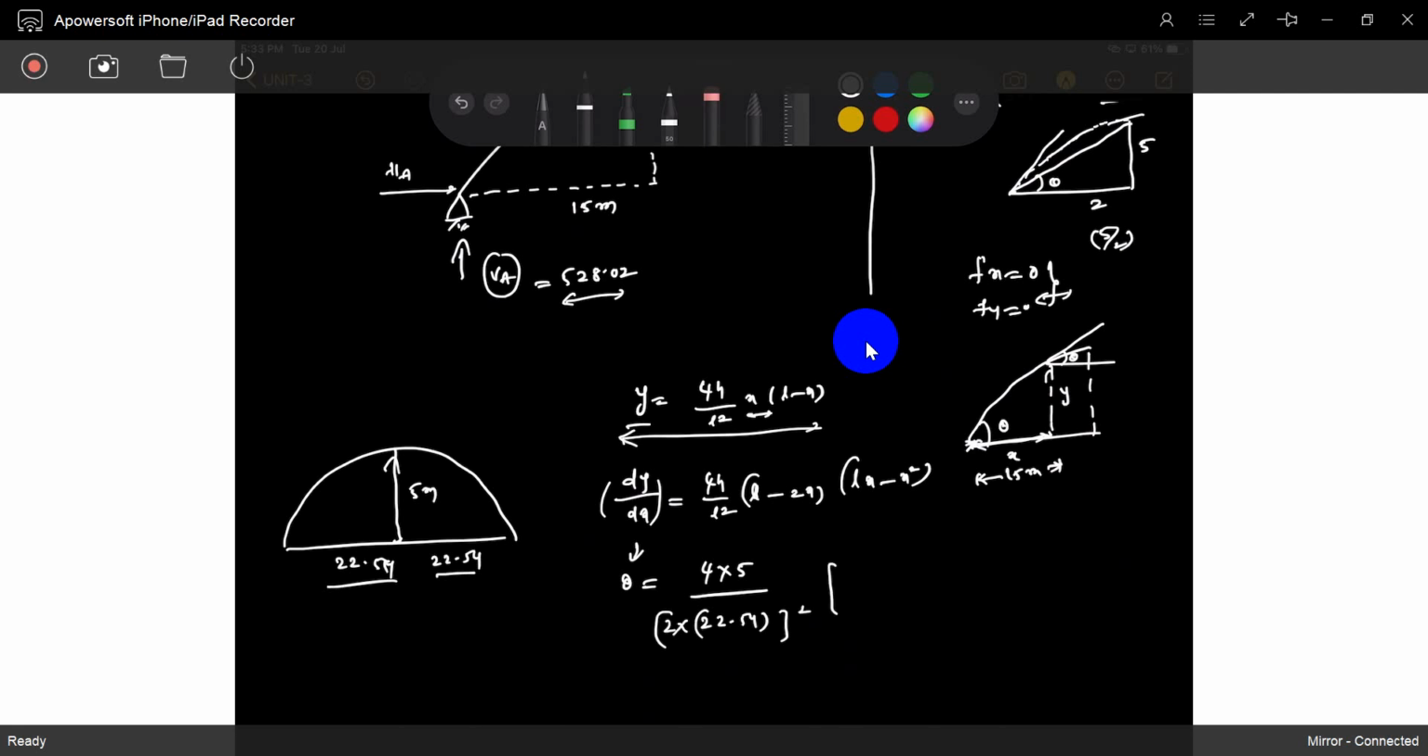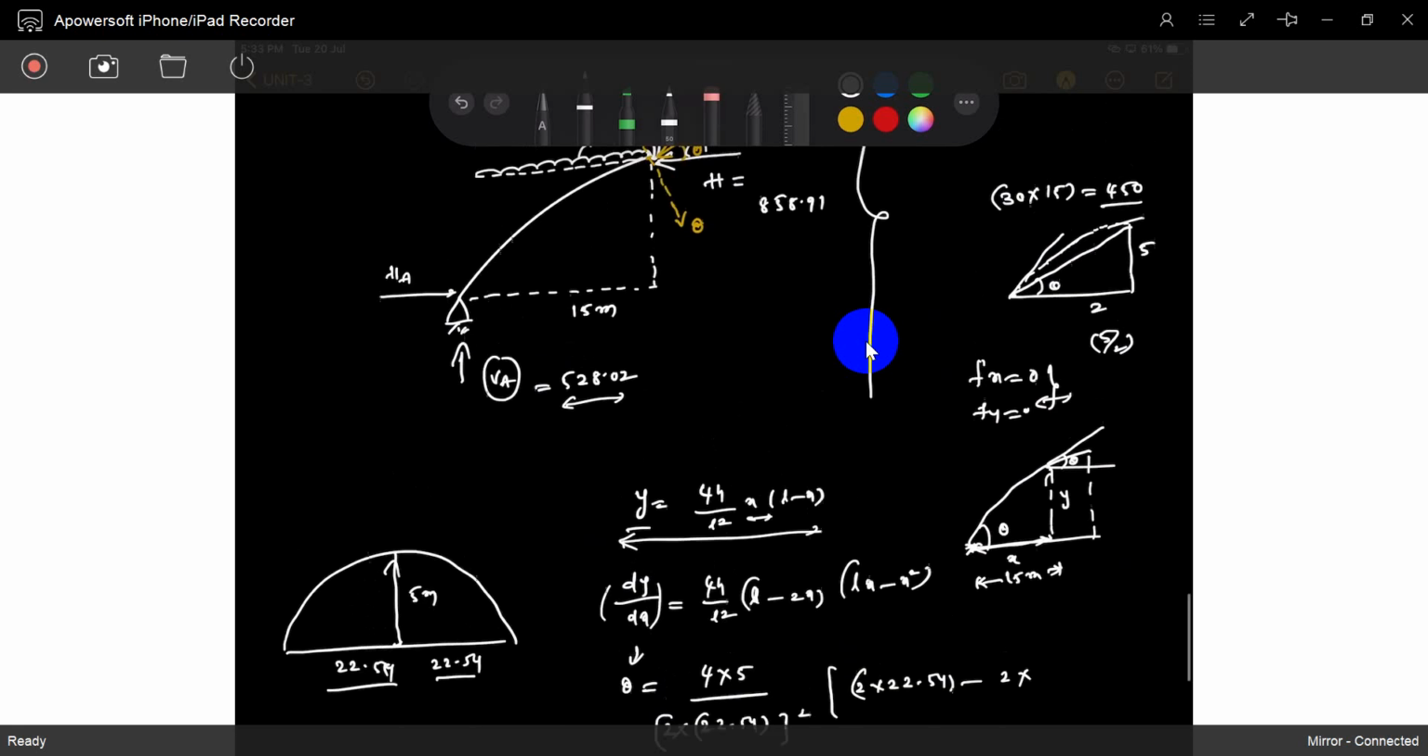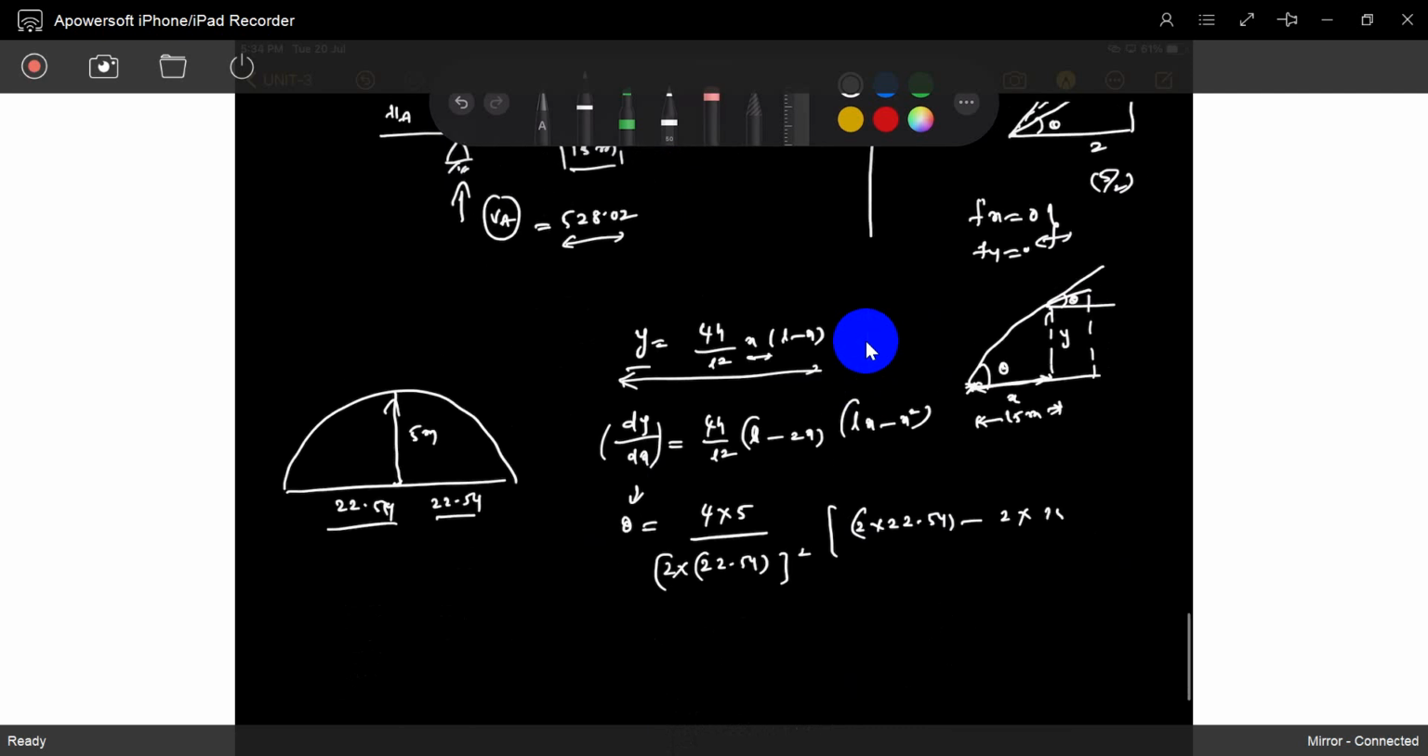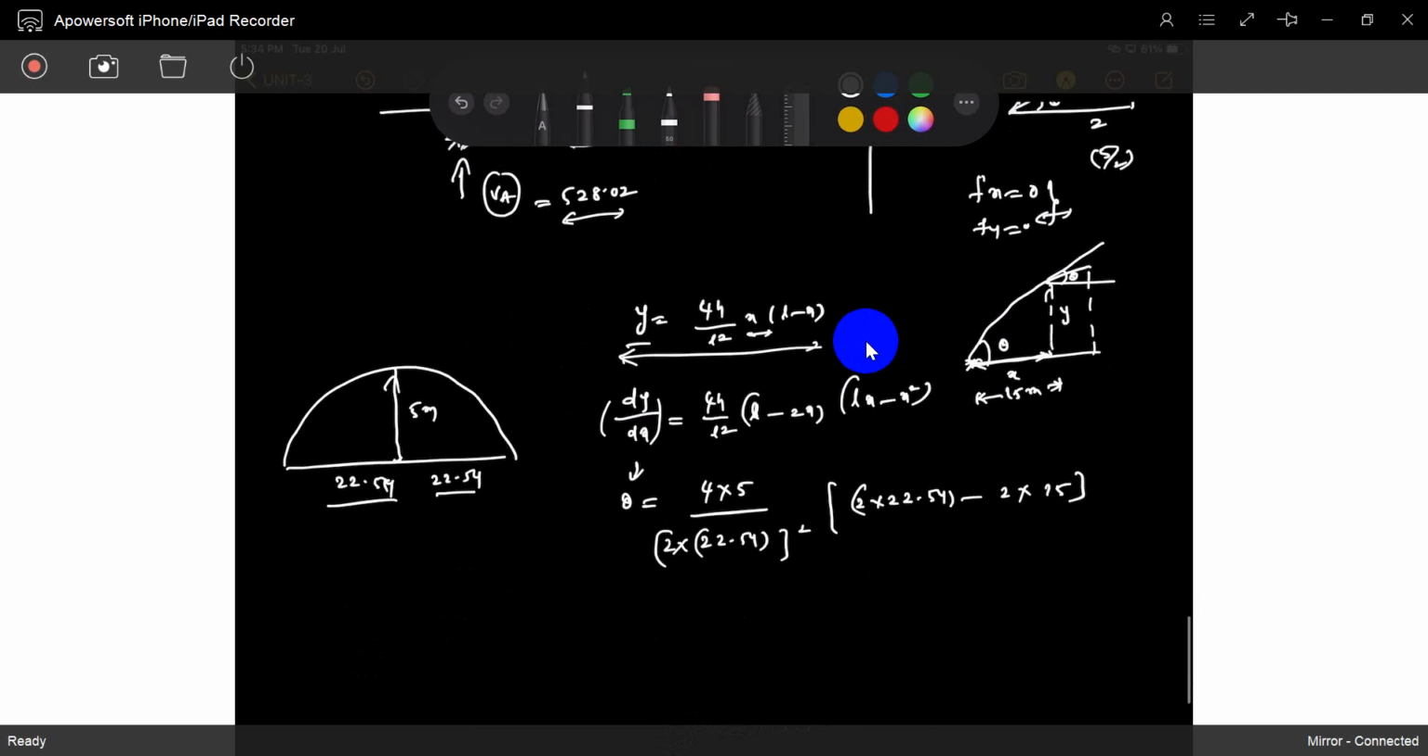L square. What is L? 2 into 22.54 minus 2 into x. At what location do we have to find x? 15 meters. The slope is changing at every section, so we have to find theta at that location. So x is 15 meters. Theta you will get as 8.44 degrees.